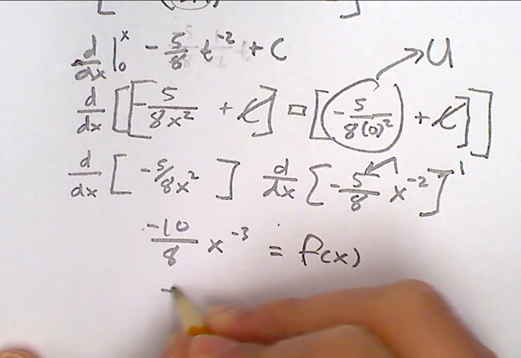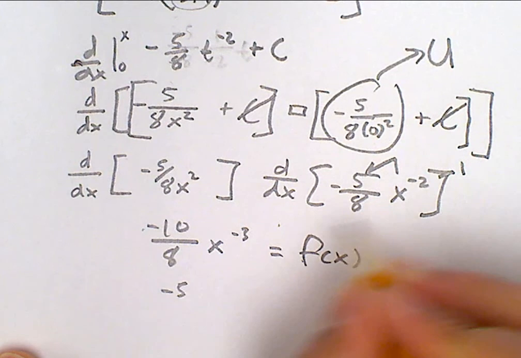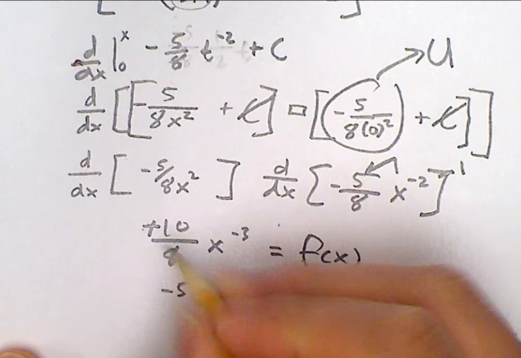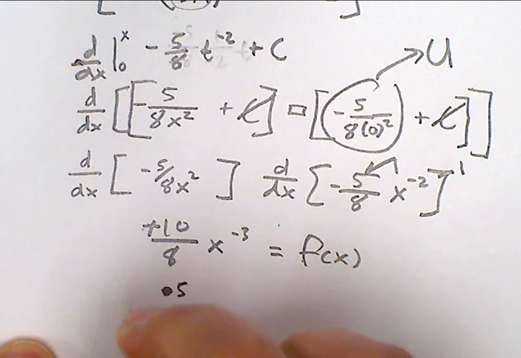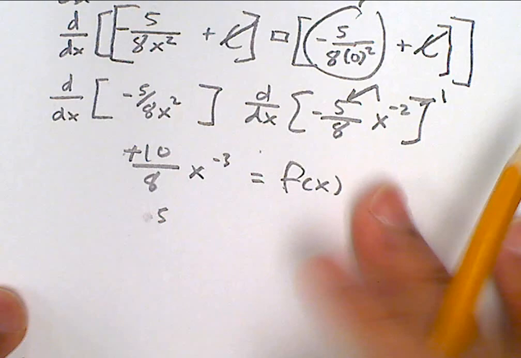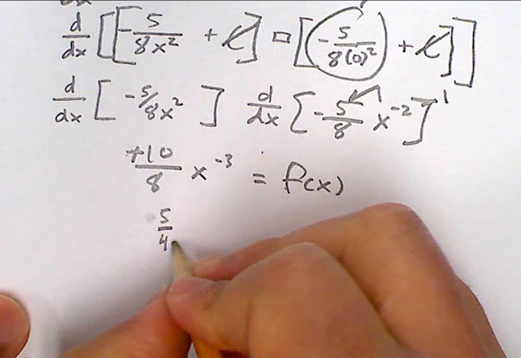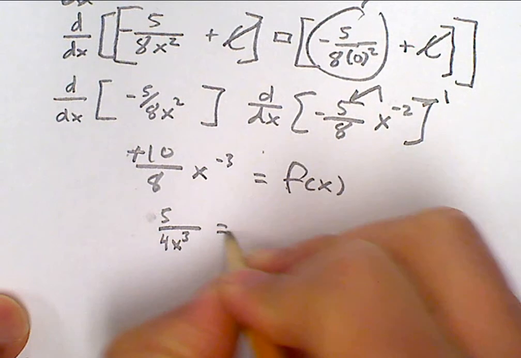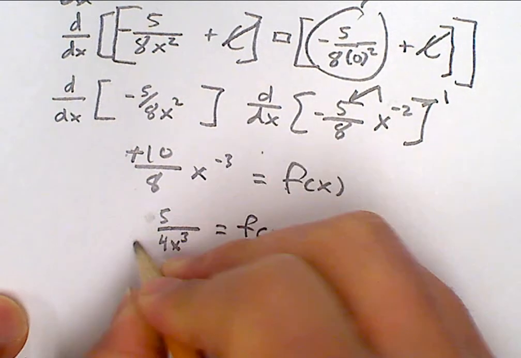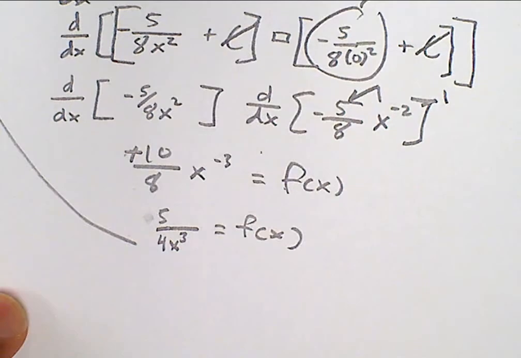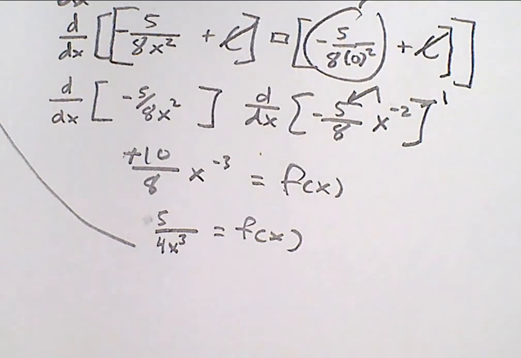Simplify it, switch it. Whoa, I forgot. Negative 2 times negative 5 is positive 10. So it becomes positive 5 over 4, x to the third power on the bottom, equals f of x. And that is exactly the same thing as what I had up here, except with an x. Okay? Any questions? That took 10 minutes.